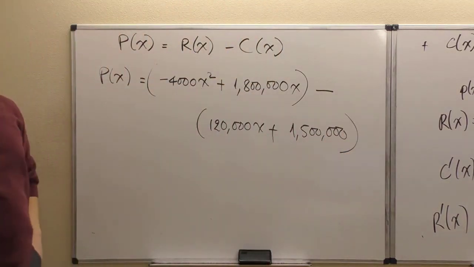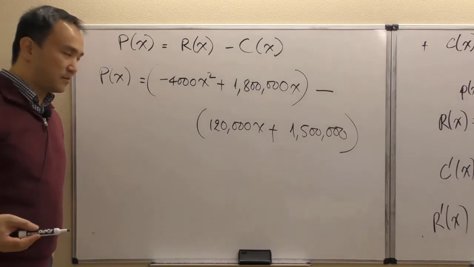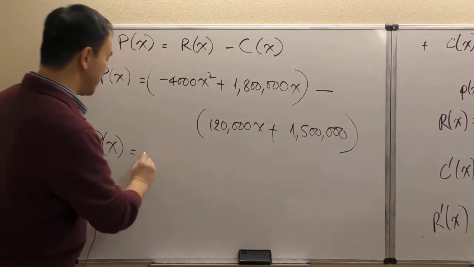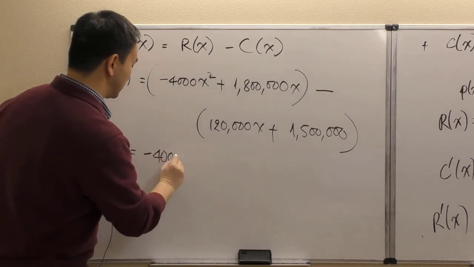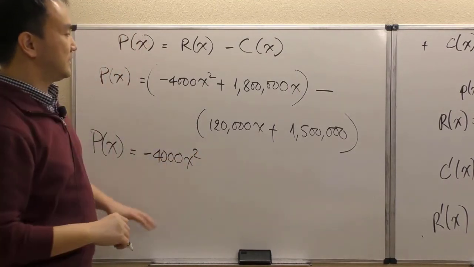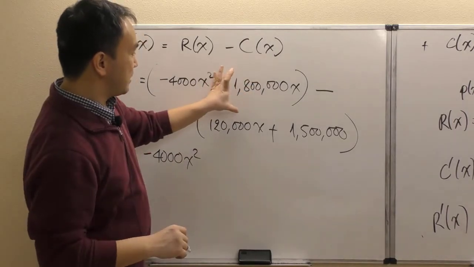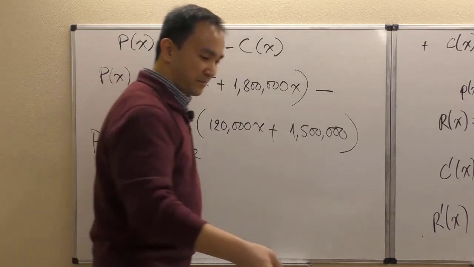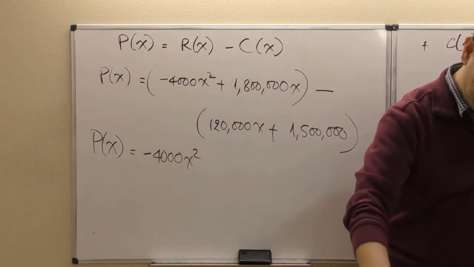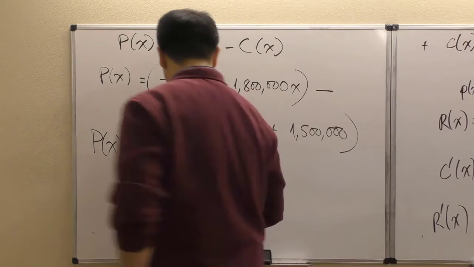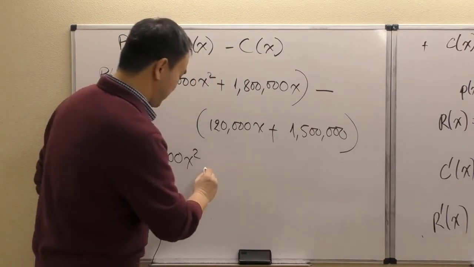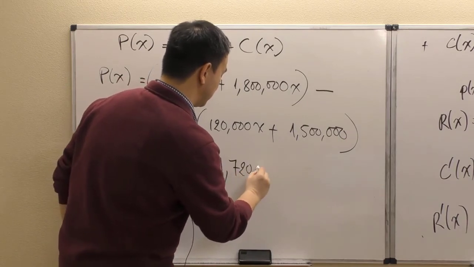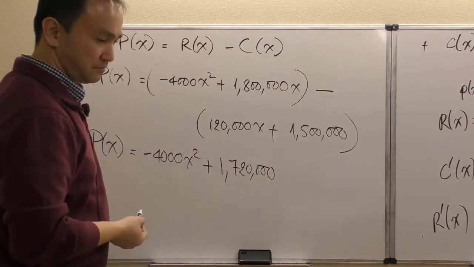Okay, and so now again it's just the algebra work that we need to carry through. So P of x here is going to be minus 4,000 x squared, right? And then 1.8 million x minus 120,000 x right here. Okay, and that gives me plus 1,720,000.